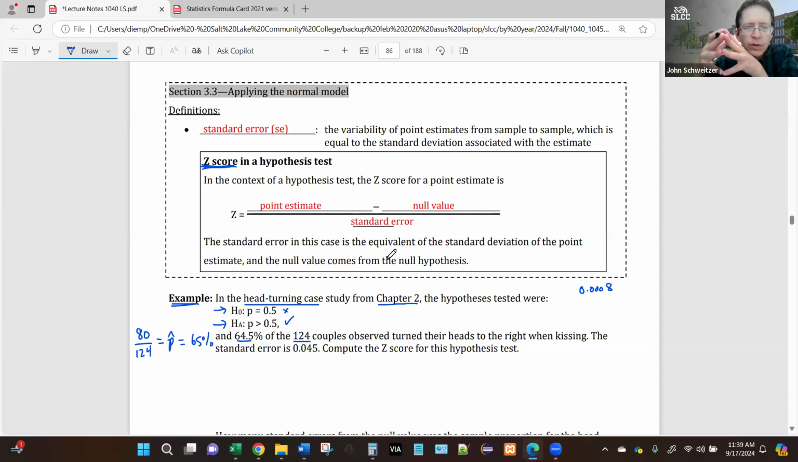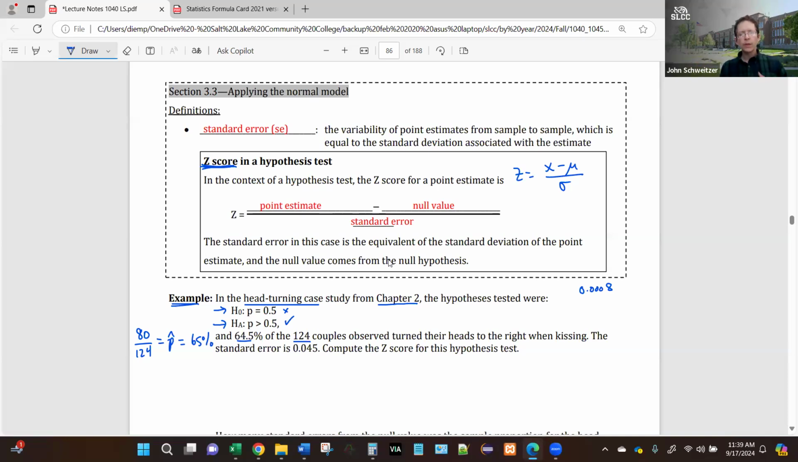Well, to use the normal distribution, you need a z-score. Okay, so let's remember the formula for the z-score. It's x minus mu divided by sigma. Okay, so x is the observed value, mu is the mean value, and then sigma is the standard deviation. And what is standard deviation? It's a measure of the spread, right?